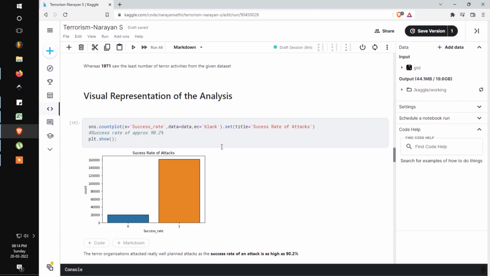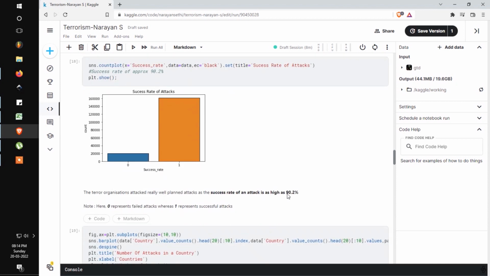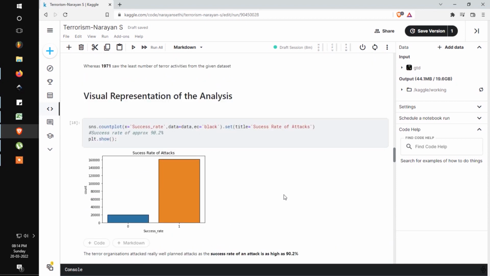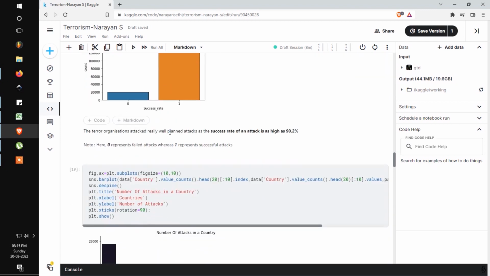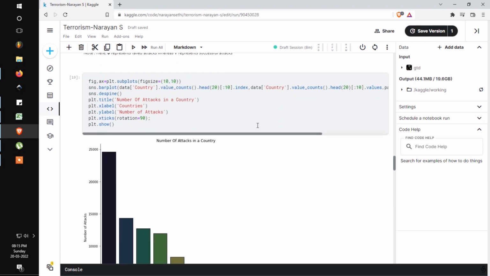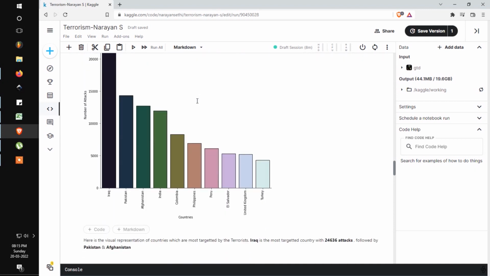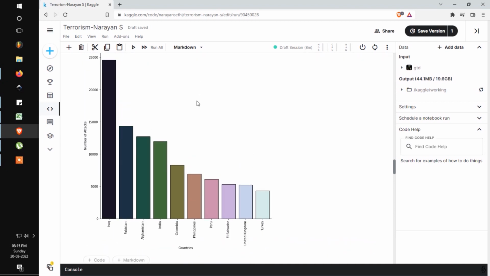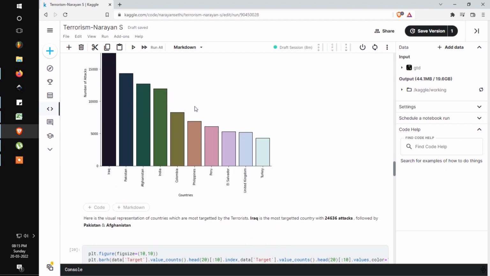I start with the visual representation of the success rate of any attack. As we can see, 1 represents the success and 0 represents the failure of an attack, and the success rate is approximately 90.2%, which is very high actually. And next we see the number of attacks in a country, and as we have seen, Iraq is the most frequently attacked country, followed by Pakistan and Afghanistan.